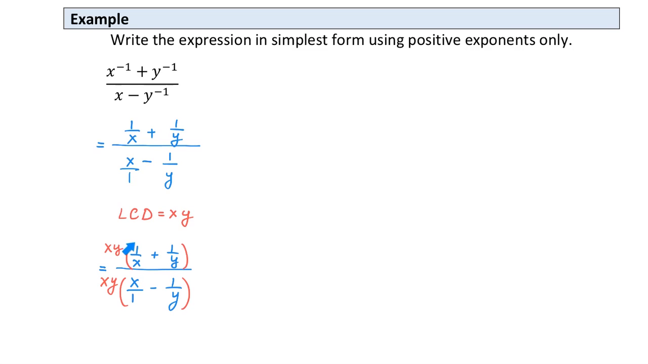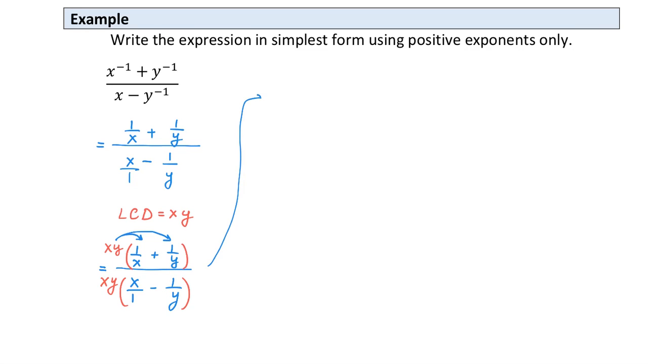We will distribute xy to remove the parentheses, and you will see that after this step we will not have any more fractions in the numerator or in the denominator. So then, let's start with the numerator. When we multiply xy by 1 over x, x and x will cancel and we will have just y.